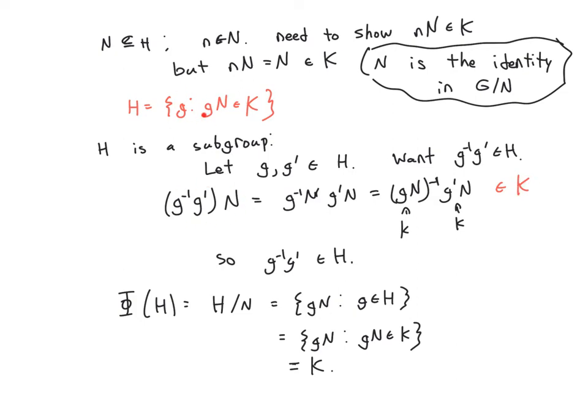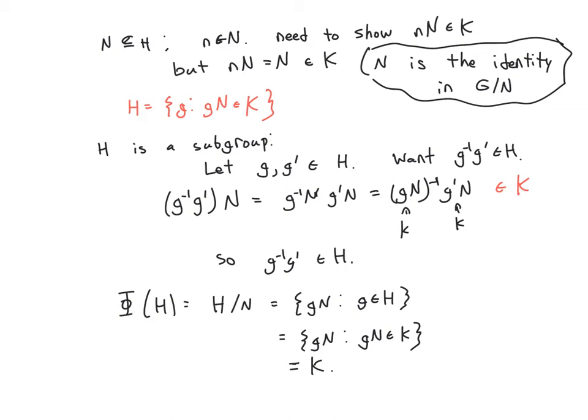So by definition of H, G inverse G prime is also in H. And so H is closed under left inversion. H is a subgroup. Finally, we need to actually prove that phi of H is equal to K.